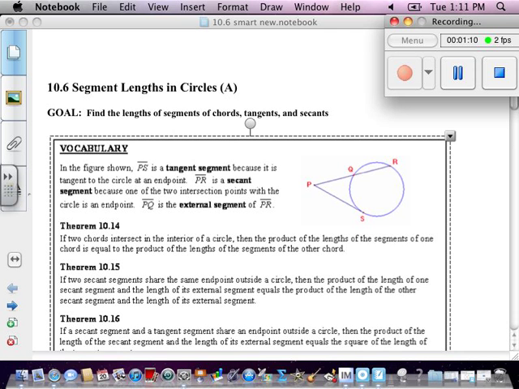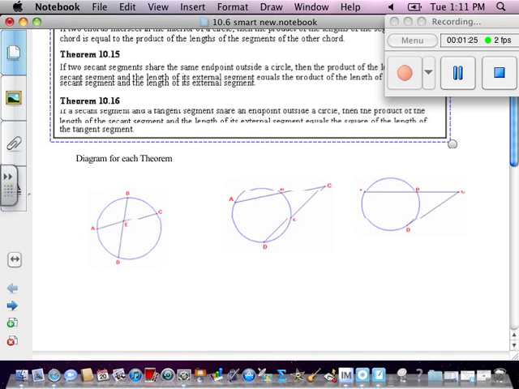10.16. If a secant segment and a tangent segment share an endpoint outside of a circle, then the product of the length of the secant segment and the length of its external segment equals the square of the length of the tangent segment. So that sounds like a lot of words that we don't understand. So let's look at the diagram.